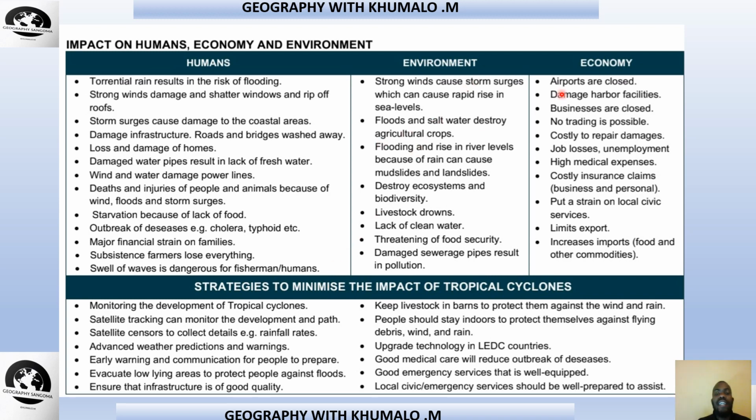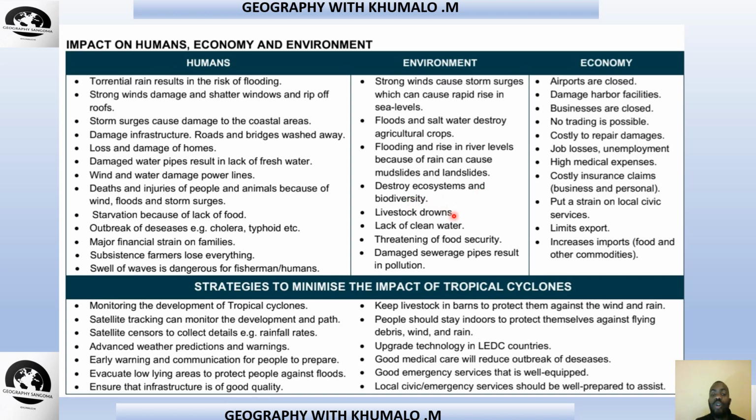Let's look at the environment. How does it affect us in the environment? The strong winds cause storm surge, which can cause the rapid rise in sea levels. The floods and salt water destroy agricultural crops. Then in our environment, flooding and rise in river levels because of rain can cause mudslides and landslides. It can also destroy our ecosystem and biodiversity.